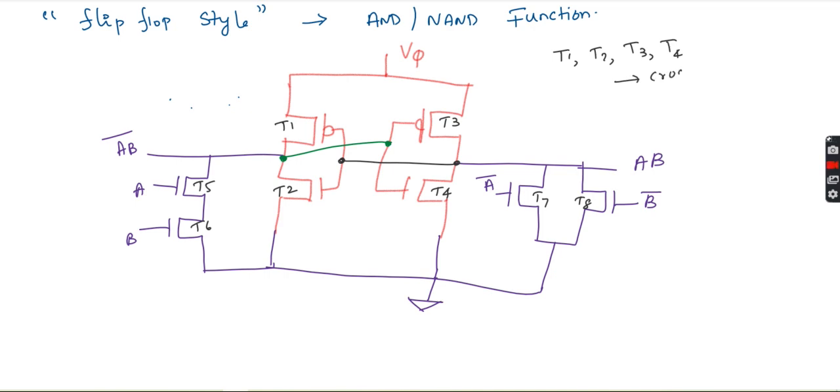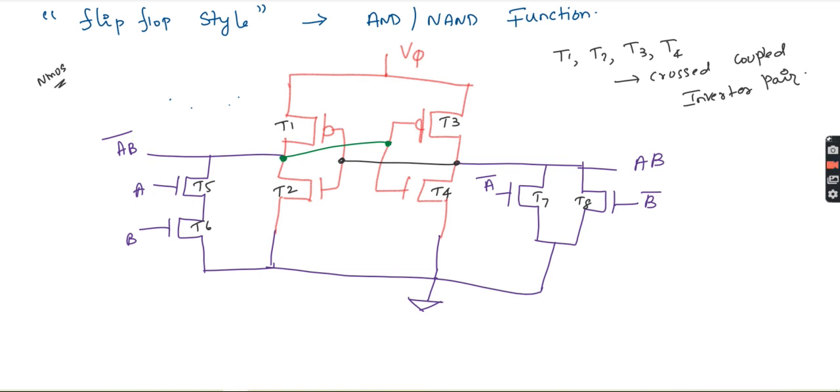So here we can say that T1, T2, T3 and T4 is the cross-coupled inverter pair. Then here A, B input. So this circuit which is shown is a flip-flop style actually. It's an AND and NAND function style. So now it is like the functions. This is the function we need to implement with the NMOS logic actually.